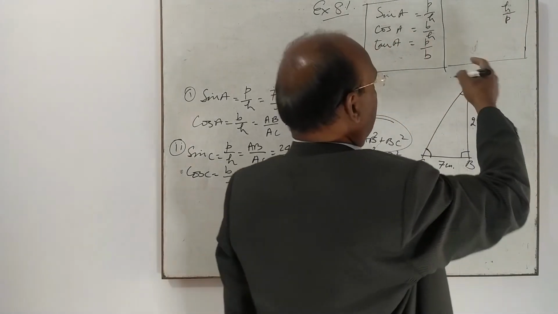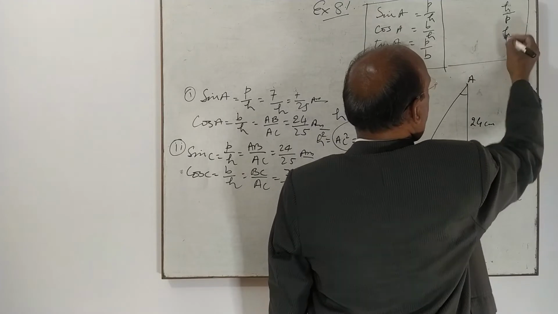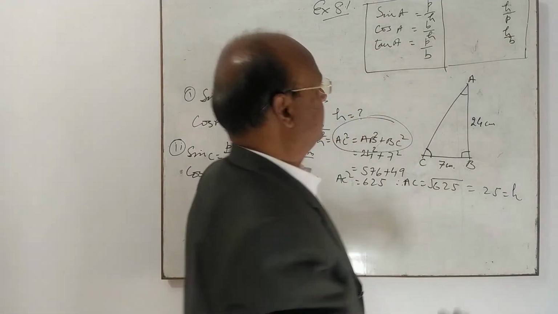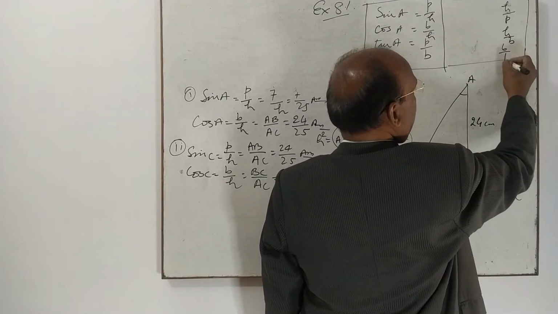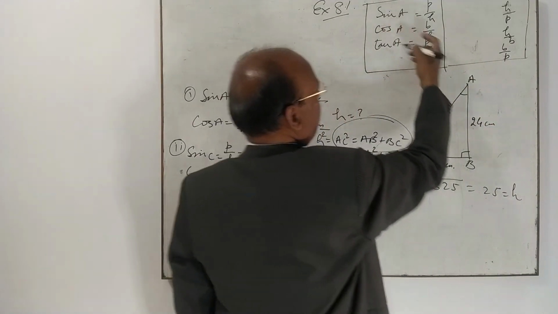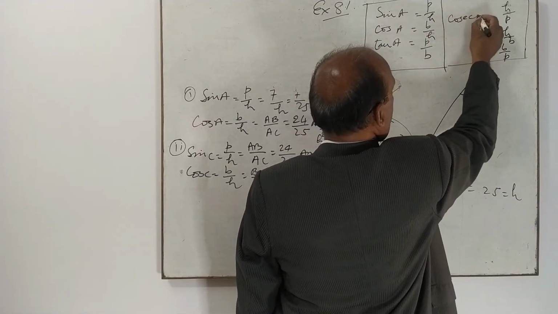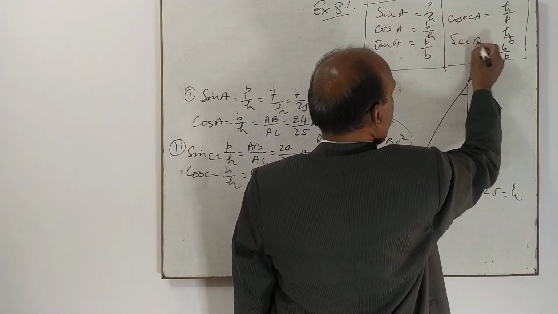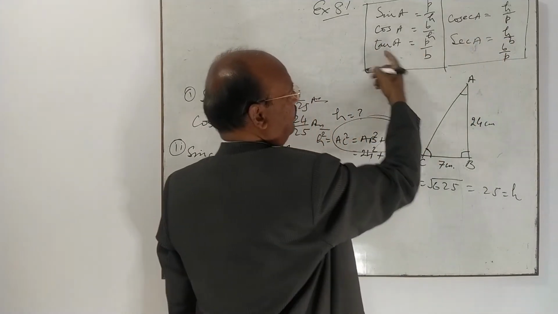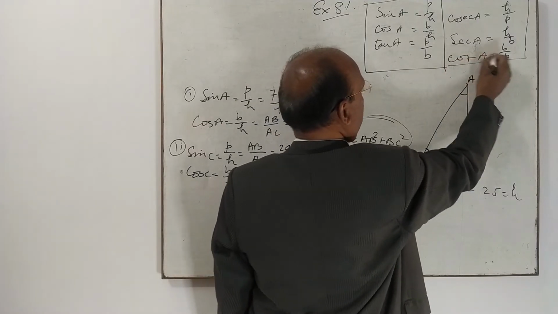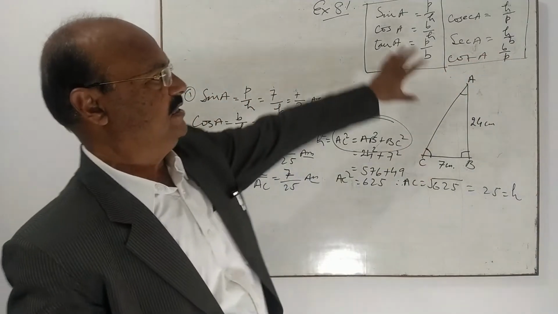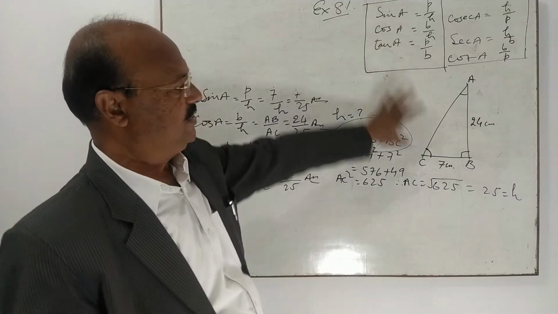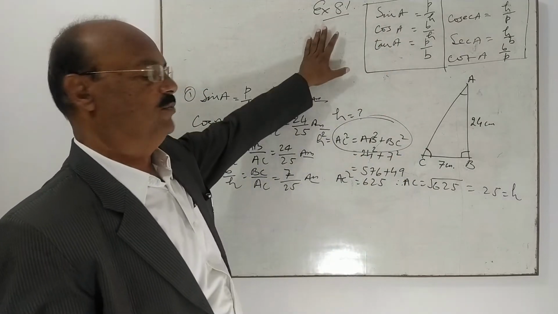B by H, its reciprocal is H by B. And P by B, its reciprocal is B by P. So reciprocal of sine A is cosec A. Reciprocal of cos A is sec A. And reciprocal of tan A is cot A. You have to remember only this much. You can do all the questions from this exercise 8.1.